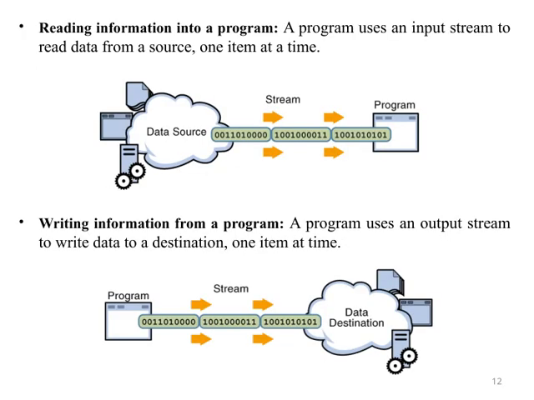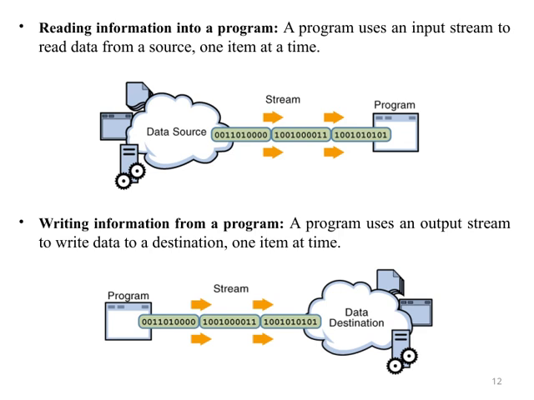Now, let's talk about how programs handle reading and writing information. When a program needs to get data from a source, it uses what's called an input stream. Think of it as a channel through which data flows into the program, and it reads one item at a time. This approach helps the program process data efficiently, especially when dealing with large amounts of information.